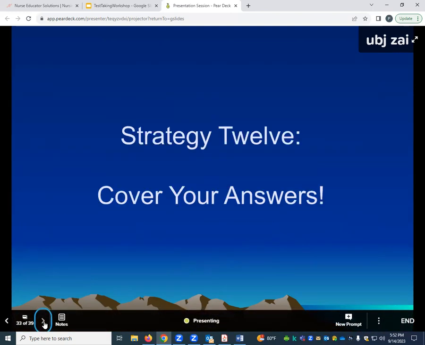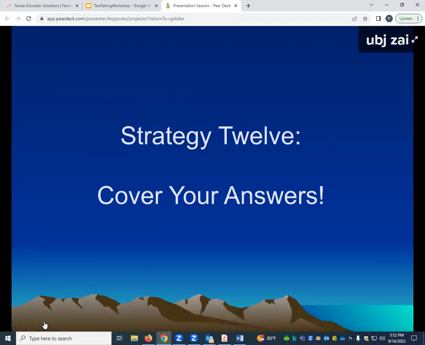Another strategy, cover your answers. So the scenario is kind of like this. You start reading the question, you get halfway through the question, and you say, oh, I know where this is going. And you jump down to look at the answers without reading the rest of the question. And an answer will jump out at you as having a lot of buzzwords that your professor has talked about in class and just looks good. But you haven't read the whole question.